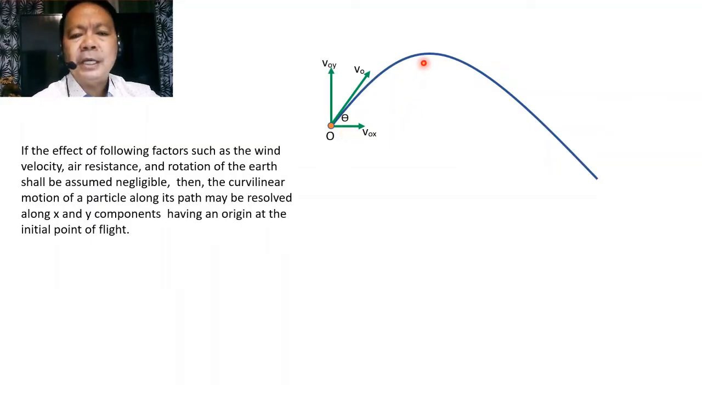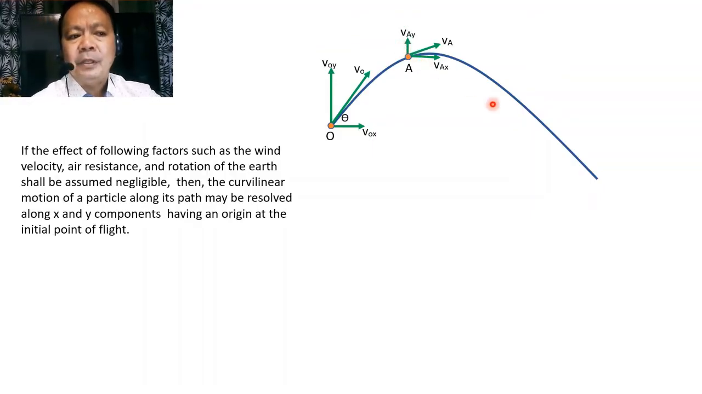So sabihin natin that after some elapsed time, the particle is already somewhere here at point A. And at point A, the velocity changes, the direction also has changed, okay? And assuming that this velocity now becomes the velocity of the particle at point A, then the velocity of this particle can be resolved also in terms of the horizontal or the x component and the y component.